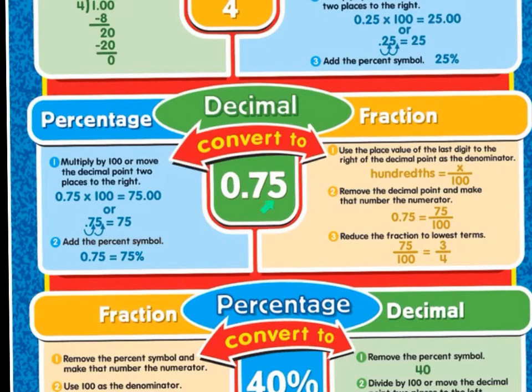The final digit in this number is a 5, and it's in the hundredths place. So we would put 75 over 100. Now remember, 75 over 100 is a correct answer, but it's not in simplest form, so we need to reduce it. Since 25 can go into both those numbers, the final answer would be 3/4.